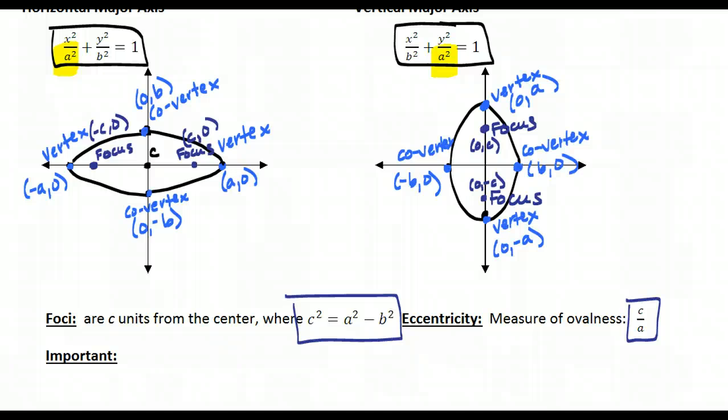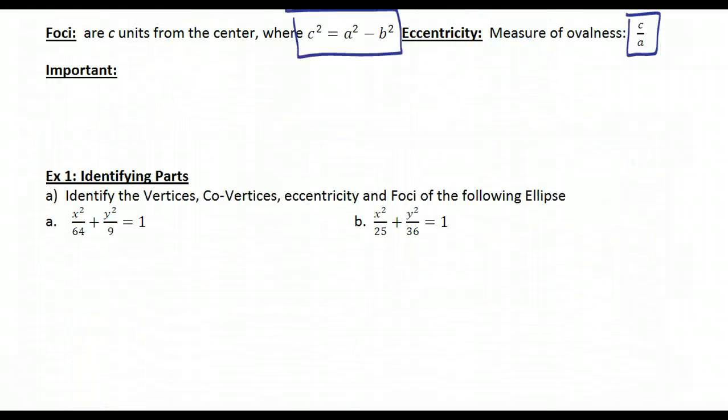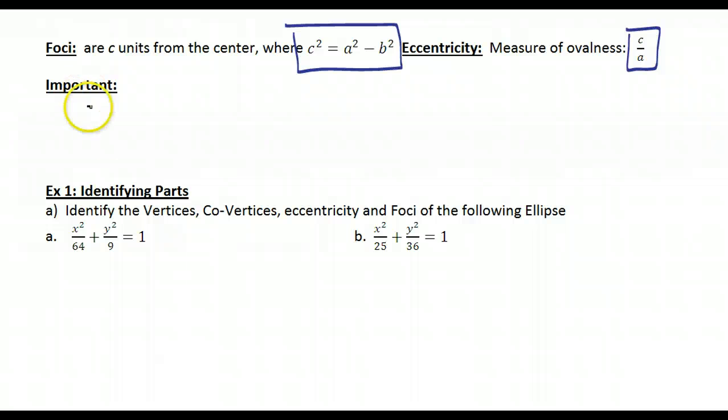Okay, so let's do a few examples. I've already said it, but there are a few key things we'll write down as we go along. First key thing: the a value always goes with the vertices, and the a value is whichever number is higher. So if I look at example 1, this number here would give me the a value for part A, and this number here would give me the a value for part B.